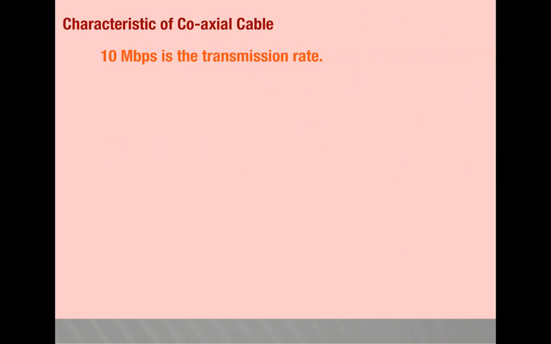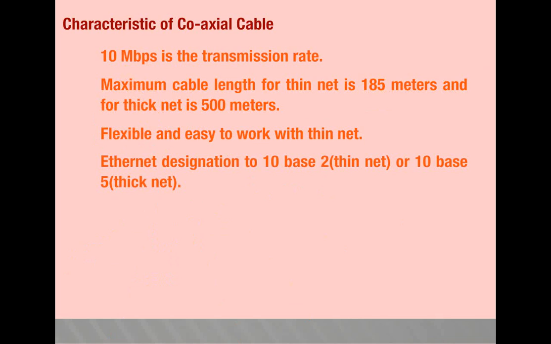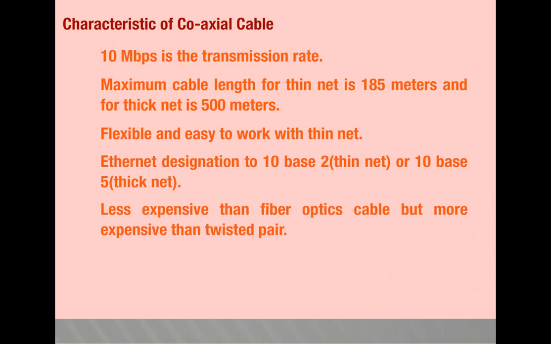10 Mbps is the transmission rate. Maximum cable length for thin net is 185 meters and for thick net is 500 meters. Flexible and easy to work with thin net. Ethernet designation 10/2 that is thin net or 10/5 that is thick net. Less expensive than fiber optics cable but more expensive than twisted pair. Good resistance to electrical interference.